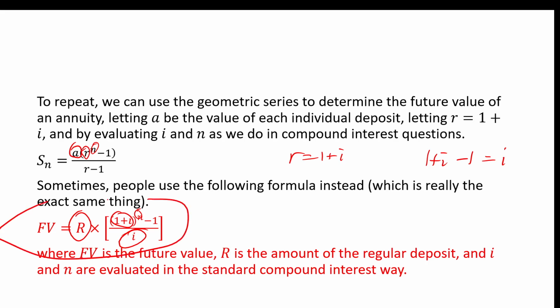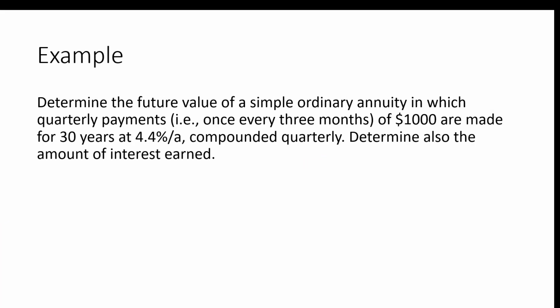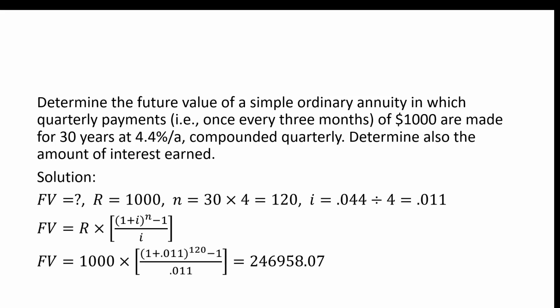And so what we have here is a formula that many students prefer to use. Okay? So let's put that into use. Determine the future value of a simple ordinary annuity in which quarterly payments, once every 3 months, of $1,000 are made for 30 years at 4.4% interest compounded quarterly, and then also determine the amount of the interest earned.